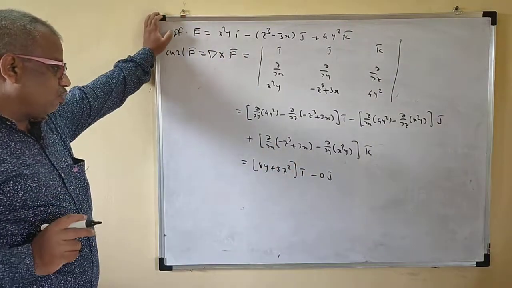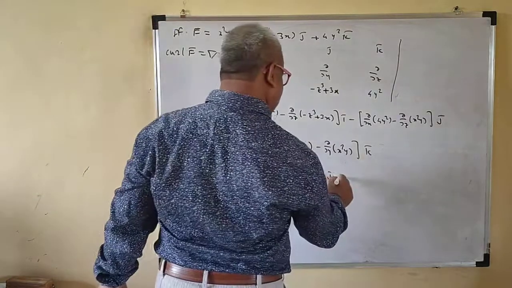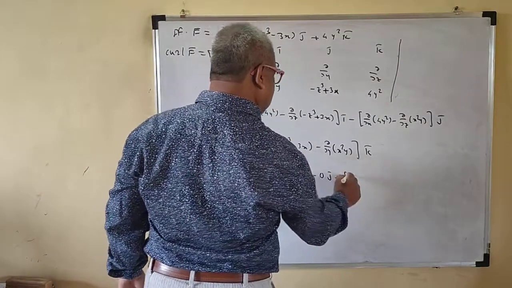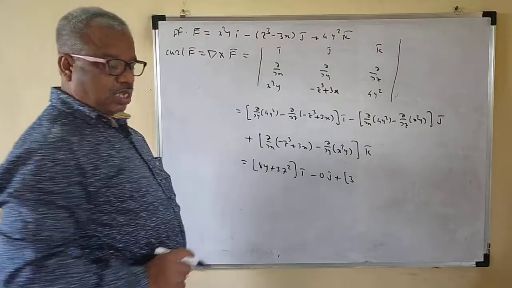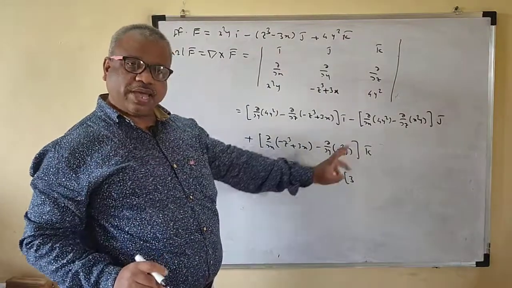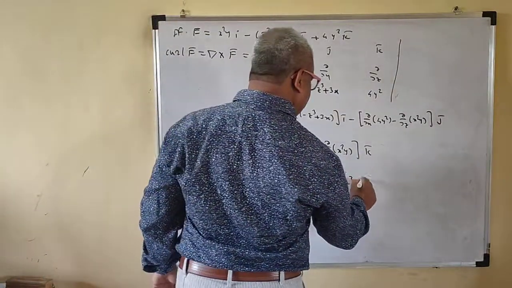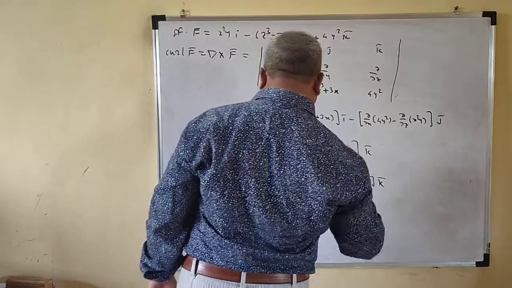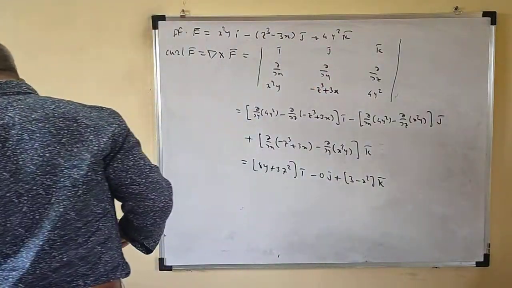Now ∂/∂x of this plus ∂/∂x of this is 3. And ∂/∂y of this, the derivative of y is 1. So this is minus x² k bar.